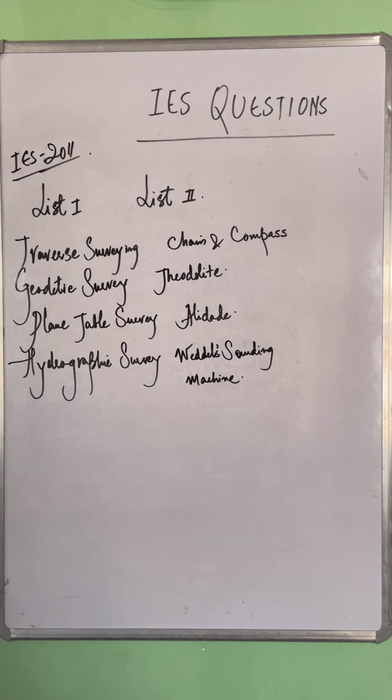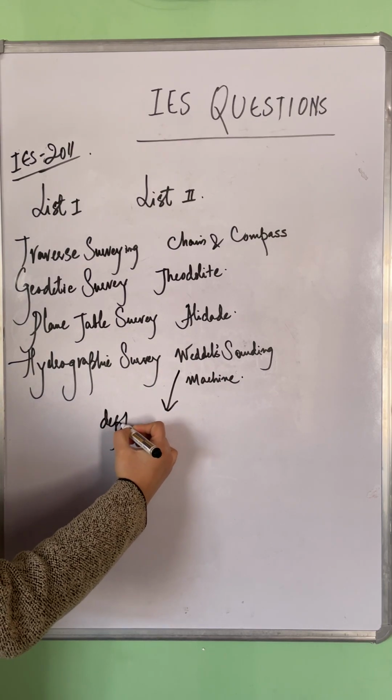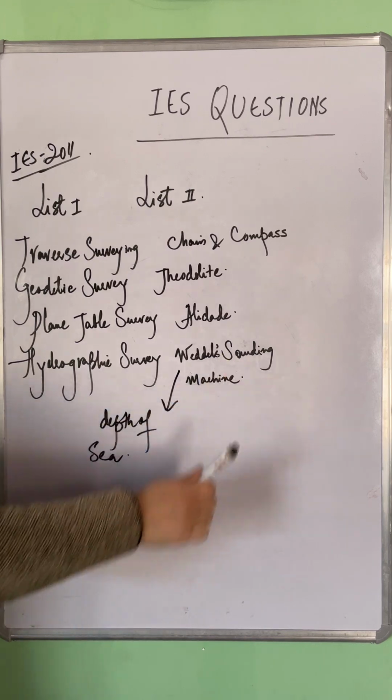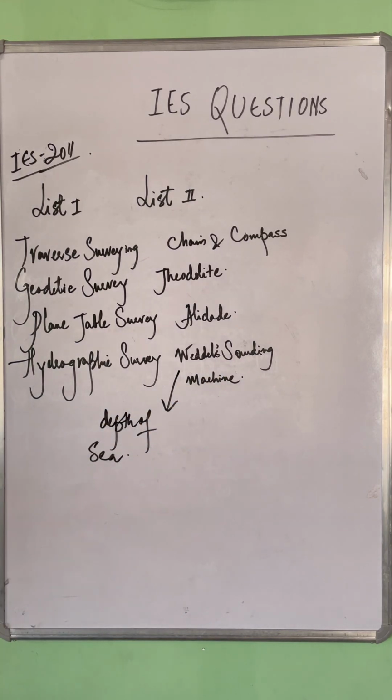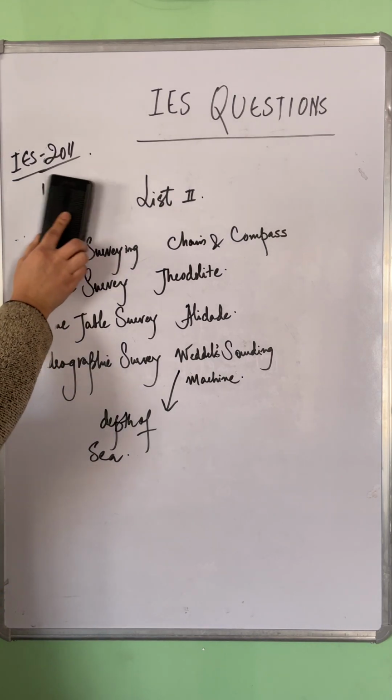All right, I have written list 2 in the correct order. In traverse surveying, it's done with the help of a compass and a chain. Geodetic surveying is done with the help of a precise instrument such as a theodolite. In plane table surveying, we use Olympiad, that is employed for sighting objects and drawing lines, and Weddell sounding machine is used to determine depth of sea in hydrographic surveying. So this was the question as asked in IES 2011. We had to match list 1 with list 2. All right, moving on, let's do another question.